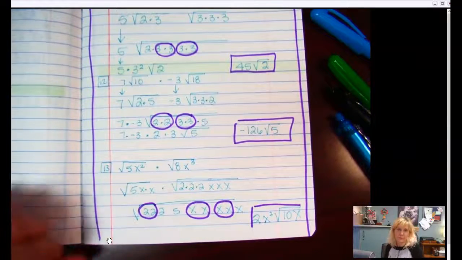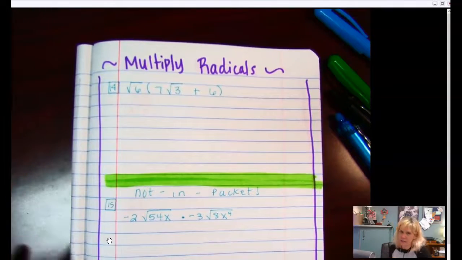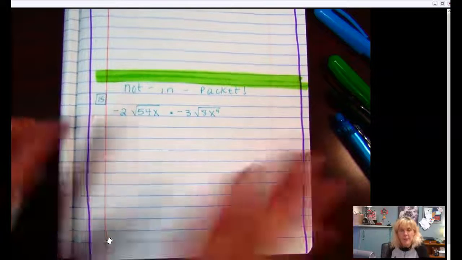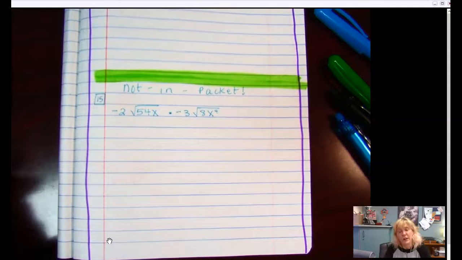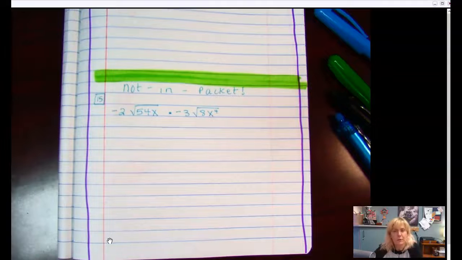All right, let's go ahead and turn the page. And then problem 14, we're going to skip 14. You're not going to have anything like that on your test. However, you do have this problem right here, and I really want you to try this on your own. So you're going to work 15 along with that other problem that I mentioned earlier, and you're going to turn that in to me.